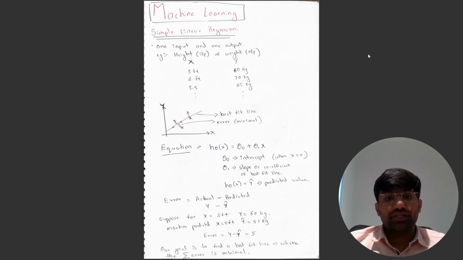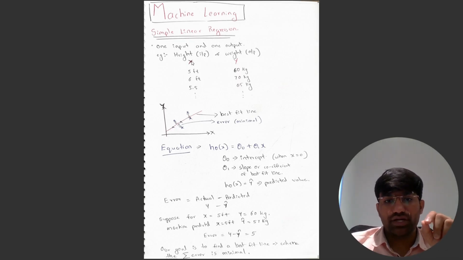In simple linear regression, we have one input and one output, like x and y. Here x is the independent variable and y is the output variable, which we have to predict based on the value of x.